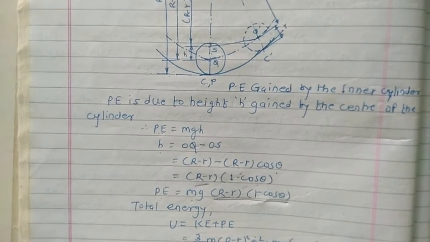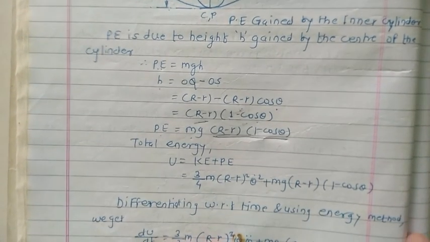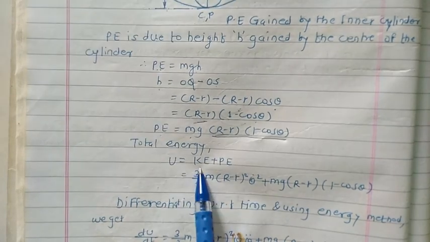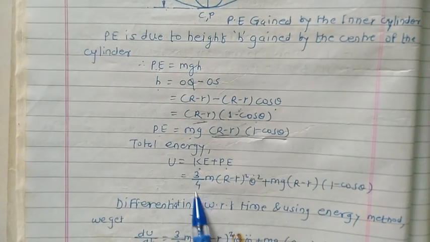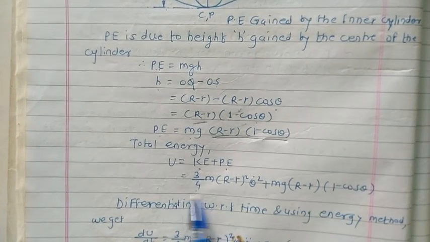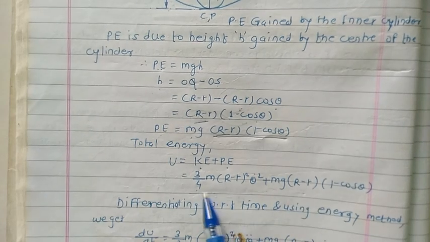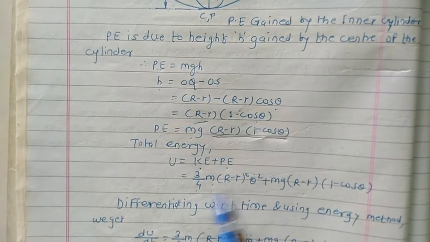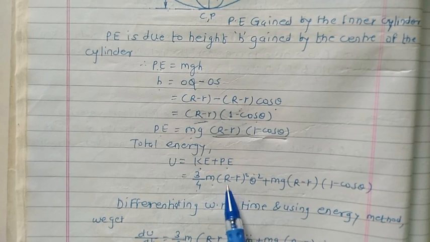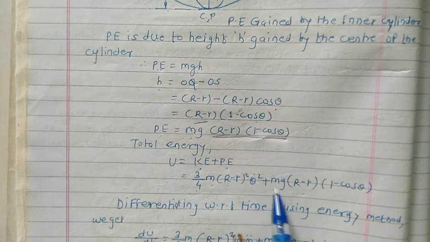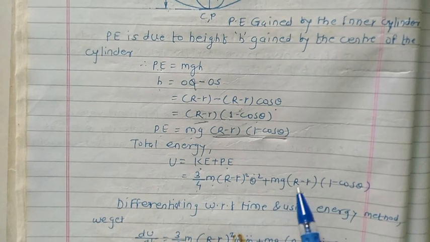Okay, so what's about the total energy? Total energy is nothing but kinetic energy plus potential energy. Kinetic energy we already have, this term indicates the kinetic energy. So 3 by 4 into small m into capital R minus small r bracket square into theta single dot square plus mg into capital R minus small r into 1 minus cos of theta.